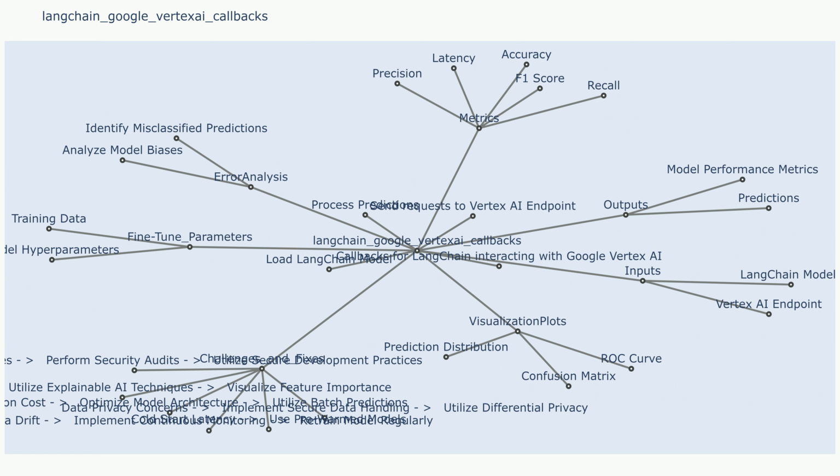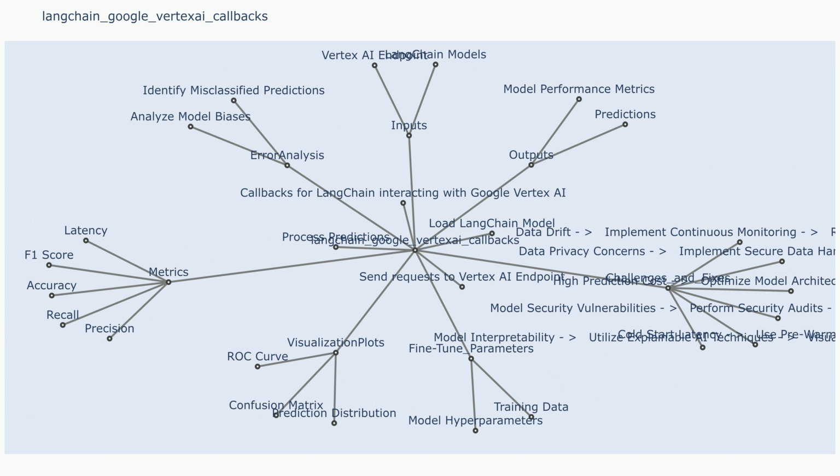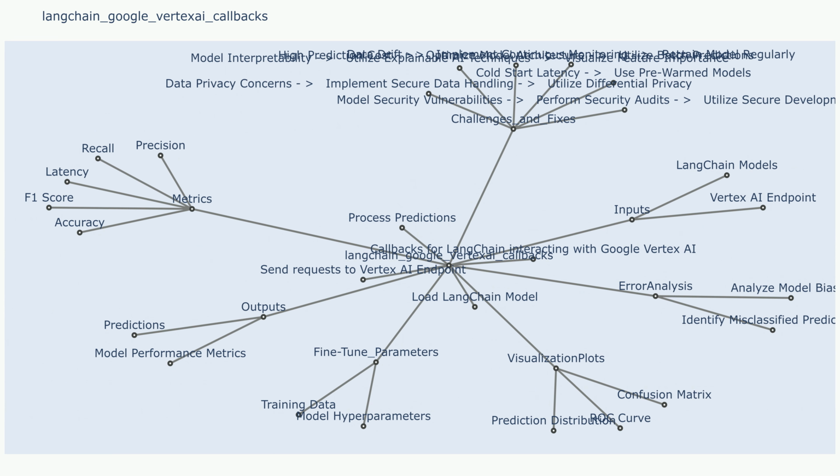Error handling: if any errors occur during the execution, the callback captures the error details, including the error message, traceback, and context. Finalization: upon the completion of the application, the callback finalizes the logging and metrics collection process. It might generate reports or summaries to provide a comprehensive overview of the execution.